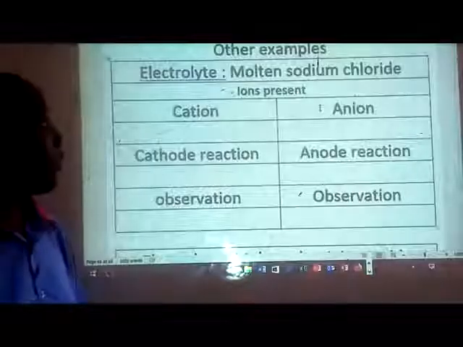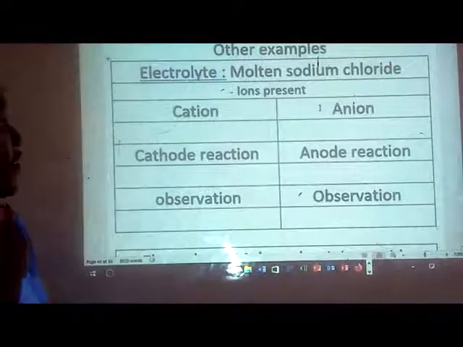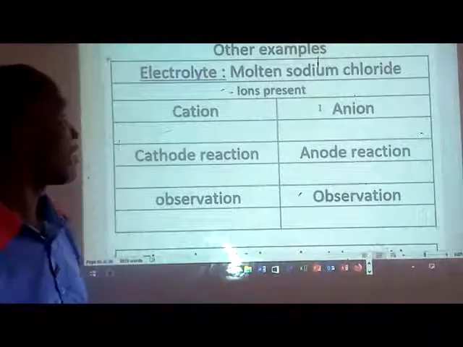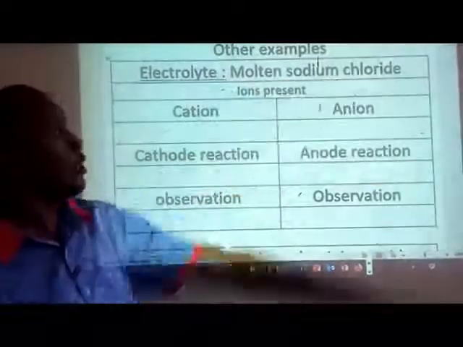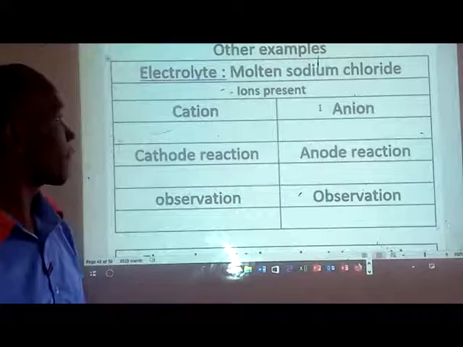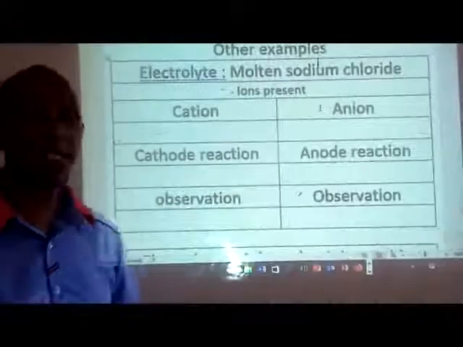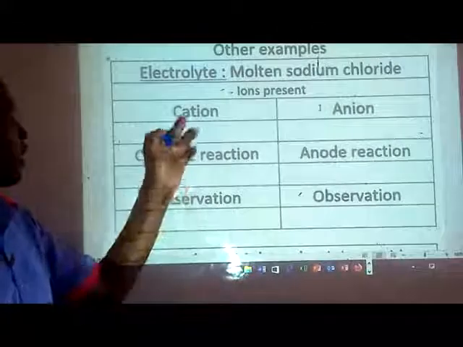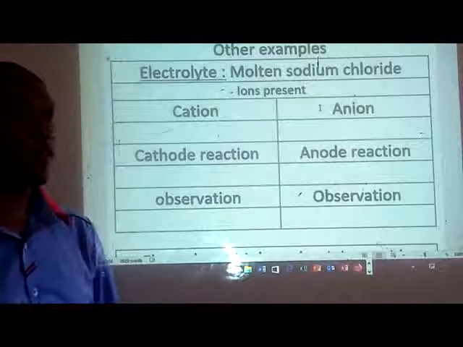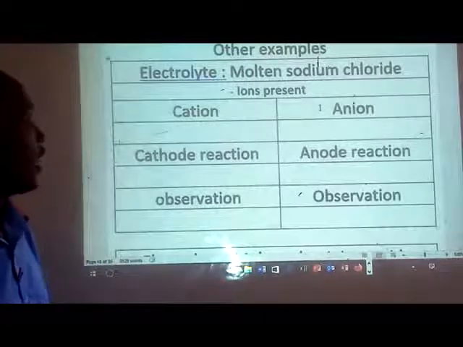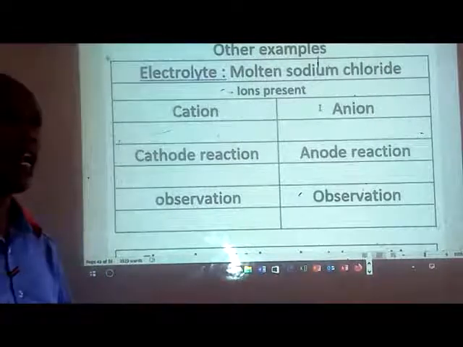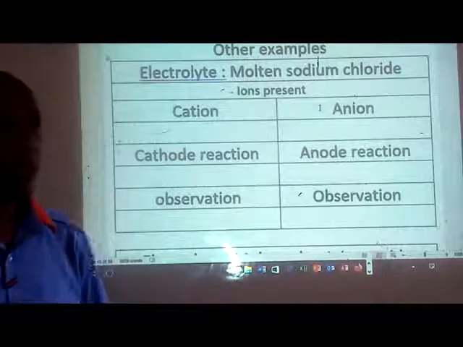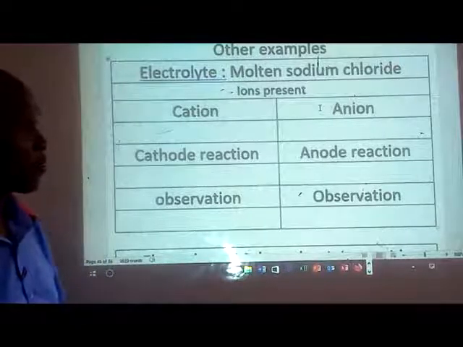Look at other examples of electrolysis. The electrolysis of molten sodium chloride. Now, what are the ions present in sodium chloride? Now, cations. What are cations? Cations are the positively charged ions.